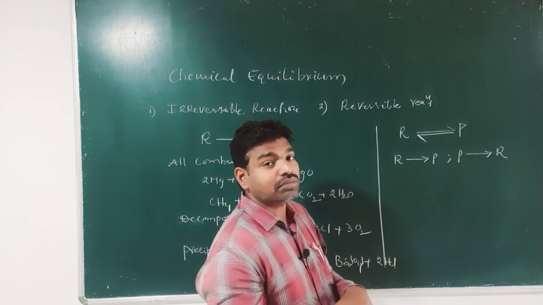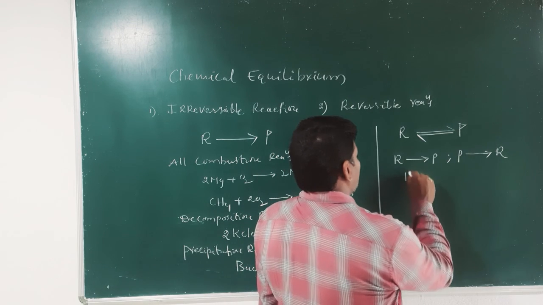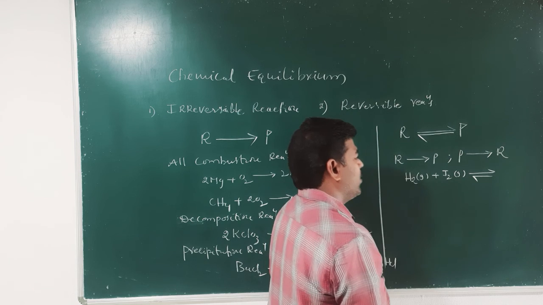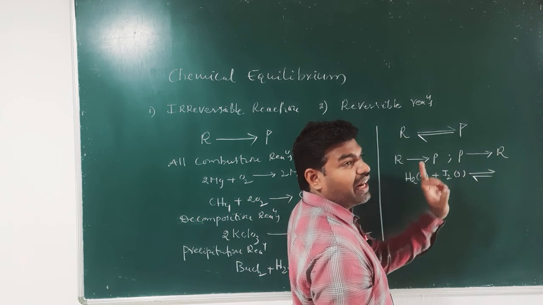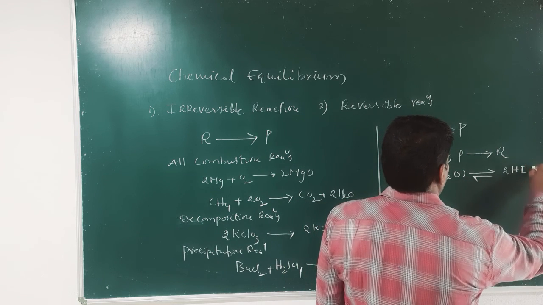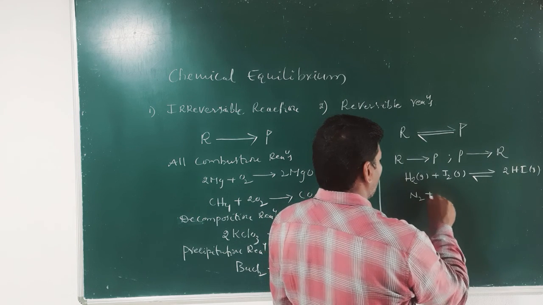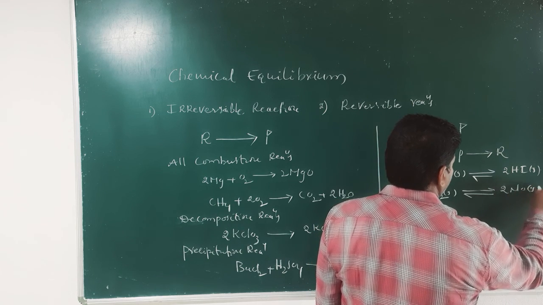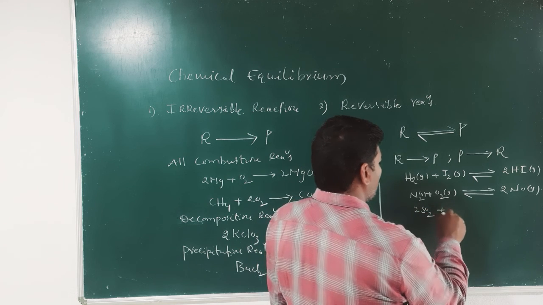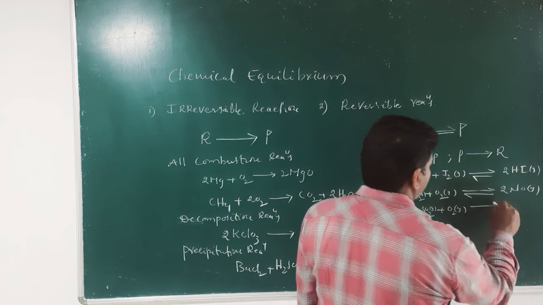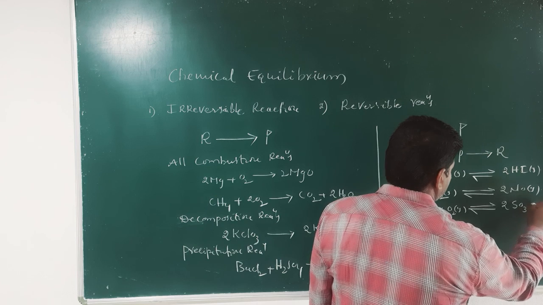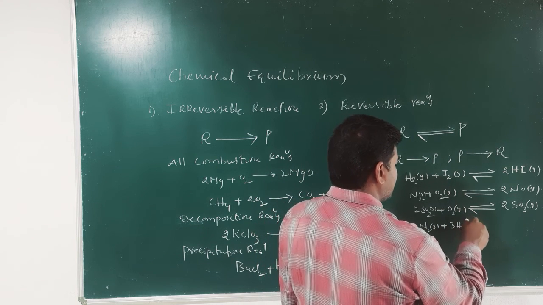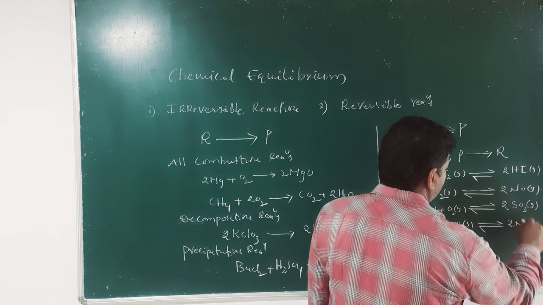Examples of reversible reactions are: H2 gas plus I2 gas gives rise to 2HI, where the incompletion of reactions is represented by a double headed arrow; N2 gas plus O2 gas gives rise to 2NO gas; 2SO2 gas plus O2 gas gives rise to 2SO3 gas; and N2 gas plus 3H2 gas gives rise to 2NH3, which is also a gas.